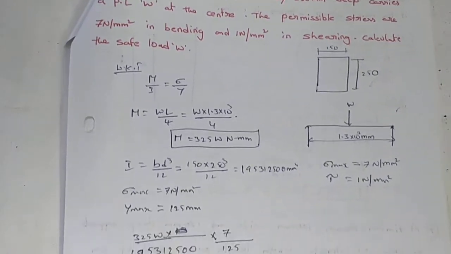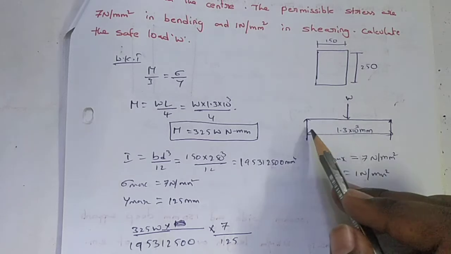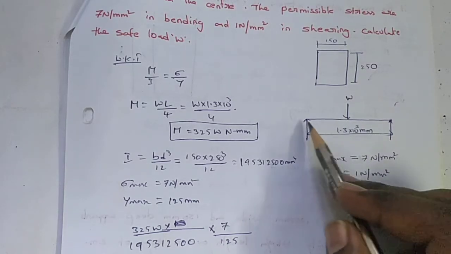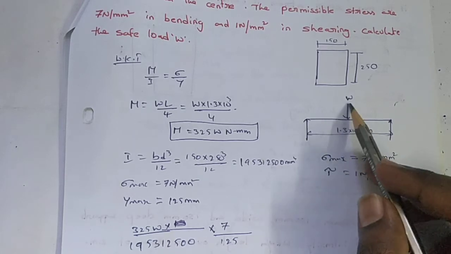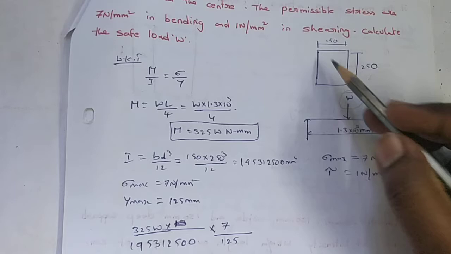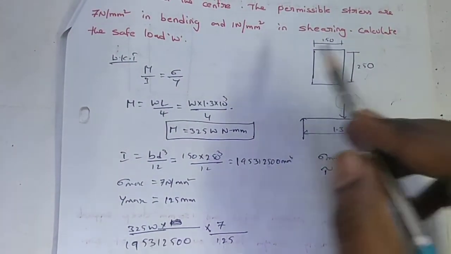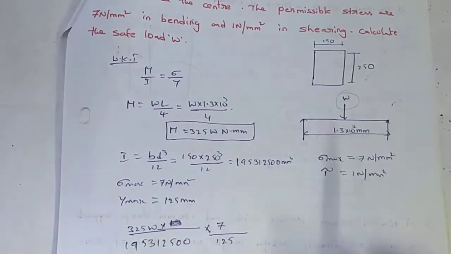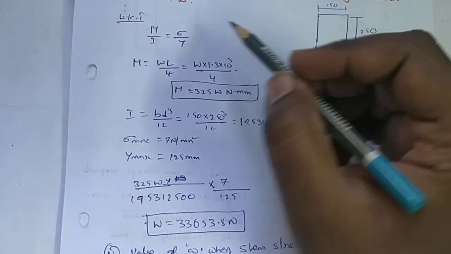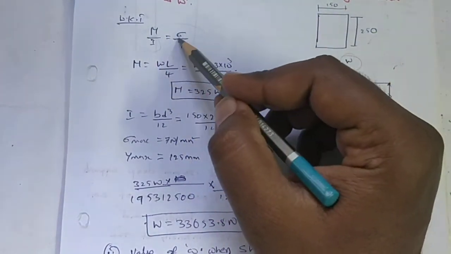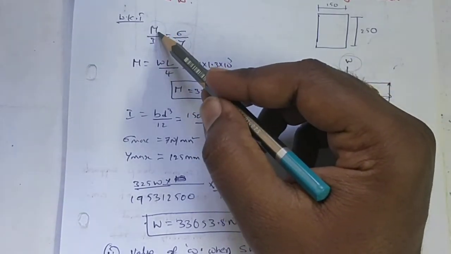Here it is the given simply supported beam having 1.3 meters length. It is subject to a point load W at the midpoint, the center of the beam. We need to calculate this value. The cross section of the beam is given as 150 mm wide and 250 mm deep. We know the equation M by I equals sigma by y. From this equation, based on the cross section of the beam, we can easily calculate the I value, y value and M value. They have given sigma. Based on M we can calculate W.